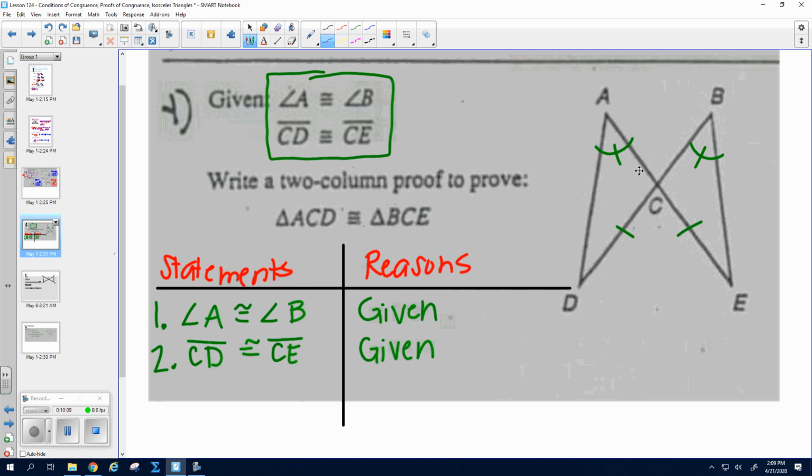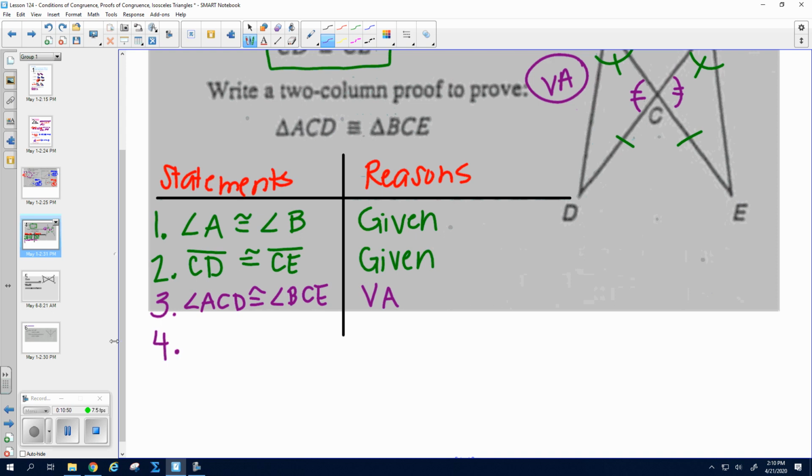Hopefully, you can see that these two right here are vertical angles. Okay, that is another reason you are allowed to use, vertical angles. So that's going to be my third step. And I can't just say angle C because I don't know which one it is. You have to use three letters for this inside angle here. So I'm going to say angle ACD, so C has to be in the middle, is congruent to angle BCE. And again, C is in the middle. The reason is VA, and you're allowed to use VA for vertical angles.